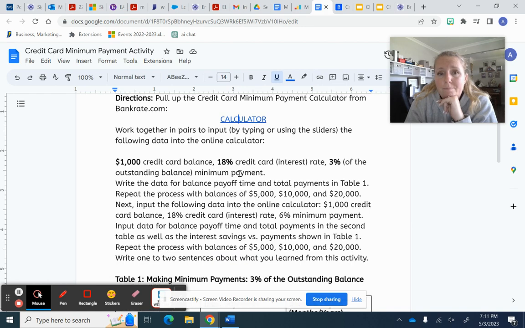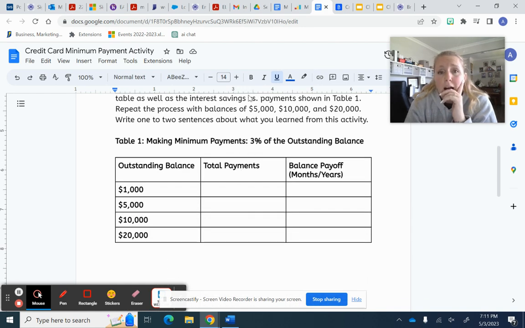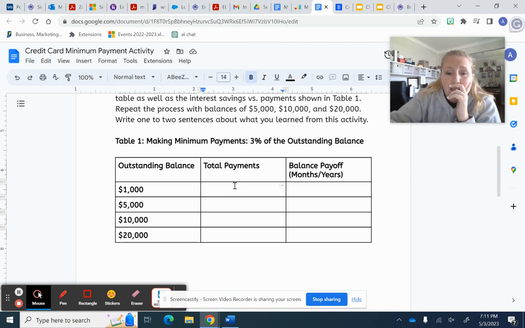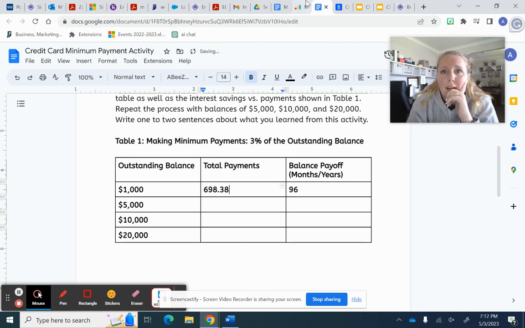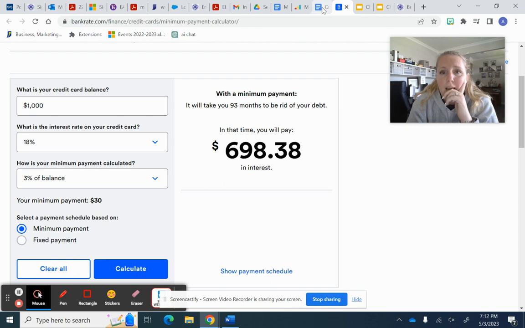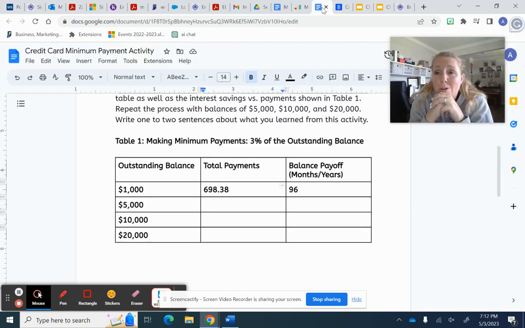So what am I going to do with this information? I'm going to come over here, and in this calculator, I'm going to put 96 months to pay it off, and I'm going to pay an additional $698.38. So my total payments are going to be $1,000 plus $698.38 over 96 months.